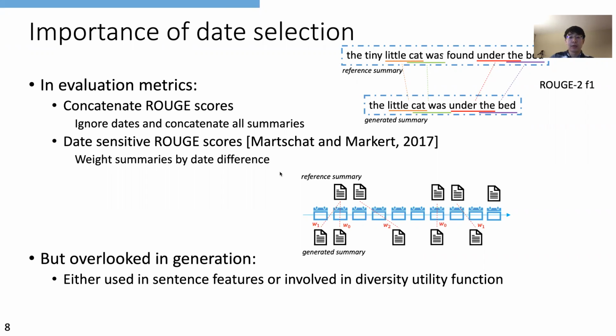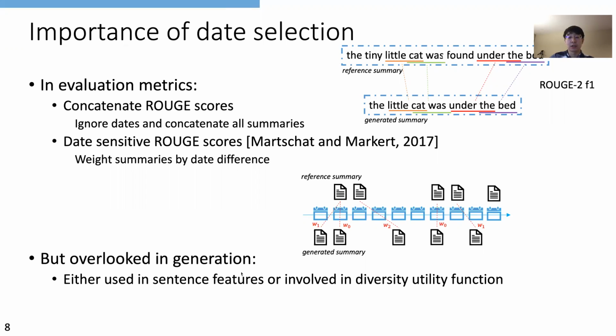Since there is no date evaluation in ROUGE scores, to emphasize the role of date selection, one recent work proposed to weight ROUGE scores by date differences. For example, for each generated summary, we can find the closest reference summary and calculate the ROUGE score between them, and then weight it by the date difference. In this way, timelines with more accurate date selection get higher scores.